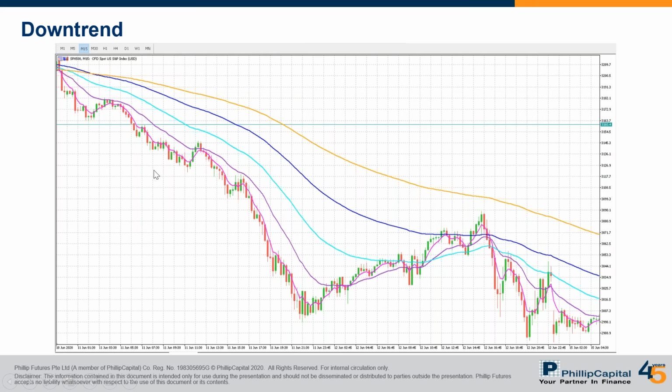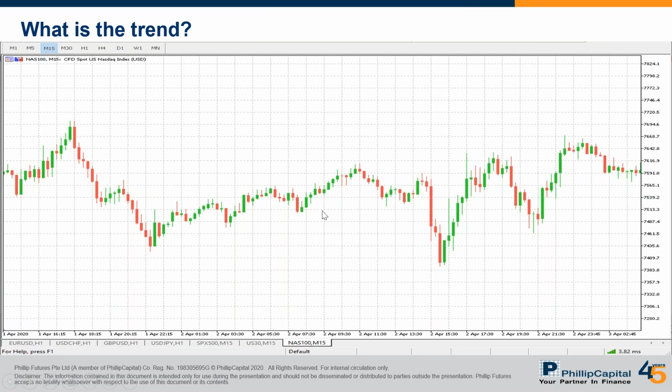In this case, you can see that it's pretty obvious this is a downtrend. It's lower lows and lower highs, so it's very obvious. But not a lot of times the market is like that. For example, in this case here, you see this chart here.